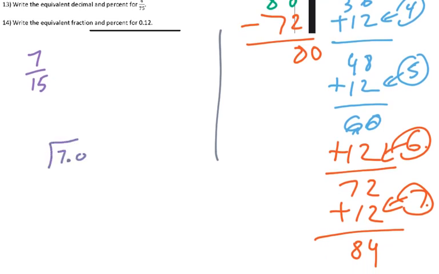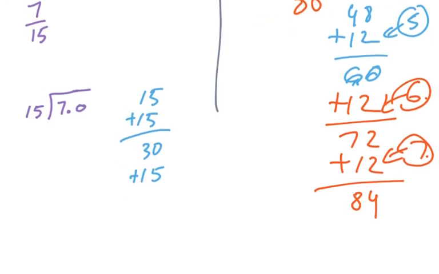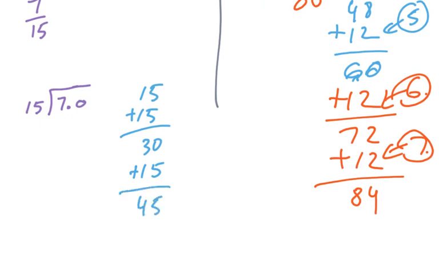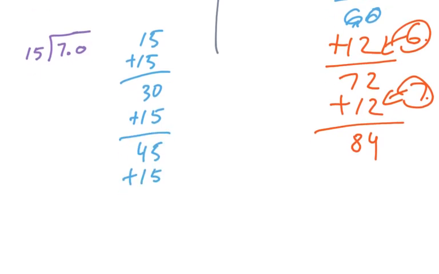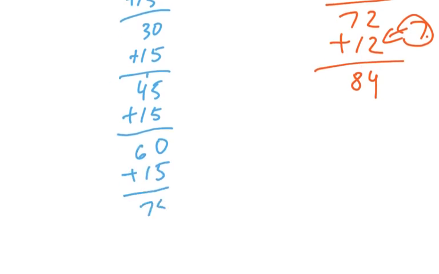7 goes inside, 15 goes outside. 15 is the divisor, 7 is the dividend. Again, we put the 0. because 15 doesn't go into 7, but 15 does go into 70. So we'll keep adding 15. This is 30. Add another 15, we're at 45. Add yet another 15. We're at 60. Add one more, and we go over at 75.